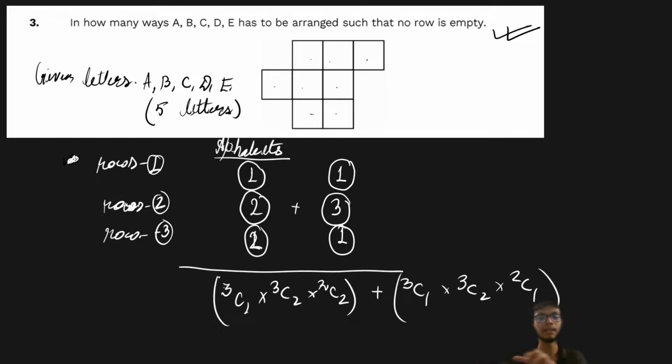So basically there are 3 boxes, and in the 3 boxes we are putting any one of the letters, right? That's what the thing is. Now this is going to give you a total of 9 ways, and this is going to give you 6 ways. So a total of 15 ways are there.